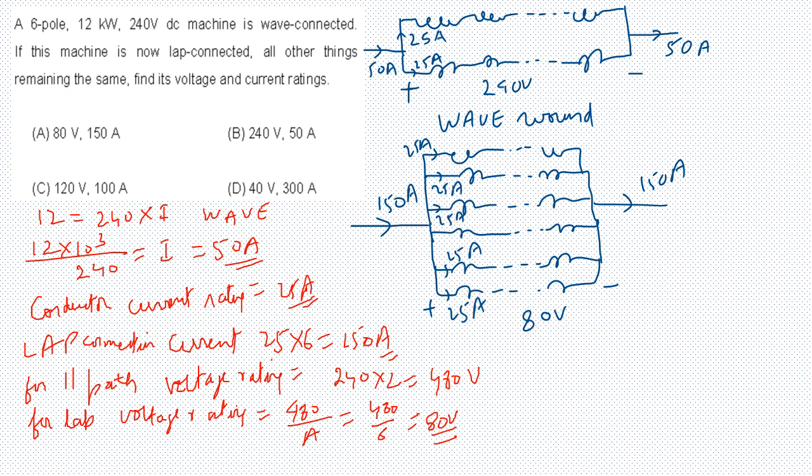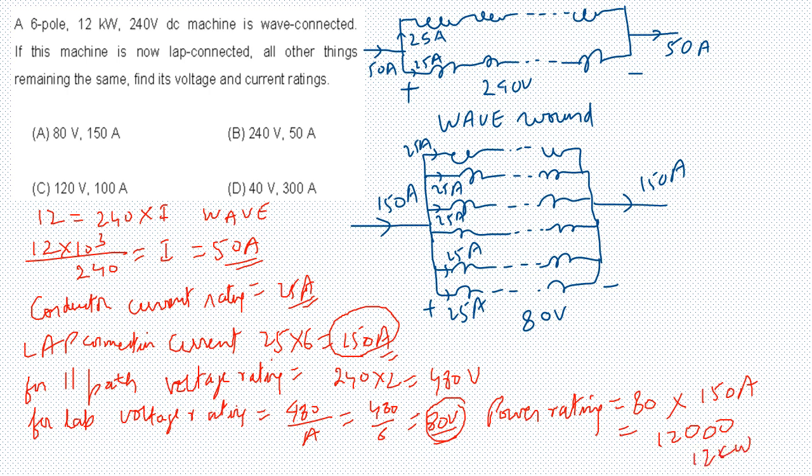Now if we calculate the power rating, it is simply the voltage rating into the current rating. So if we multiply these two, the power rating is equal to this voltage rating, which is 80, into 150. If you calculate this, it will come out to be 12,000, so it is 12 kilowatt, the power rating that you will get, which is the same.